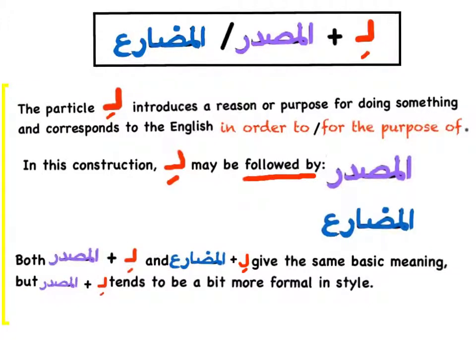Last, keep in mind, both مصدر plus ل and مضارع plus ل give the same basic meaning, but مصدر plus the particle ل tends to be more formal in style. So, if in doubt, use مصدر plus particle ل. Okay, let's look back at the examples. يذهبون إلى المكتبة للدراسة, they go to the library to study, and أدرس للحصول على البكالوريوس, I study to get my BA. So we have a مصدر plus the particle ل.